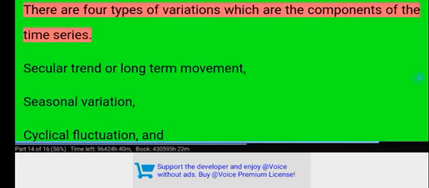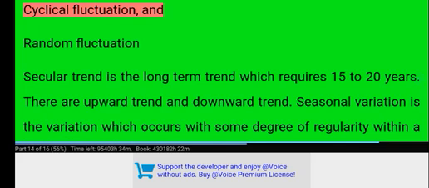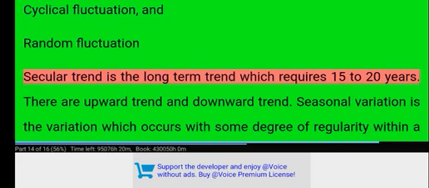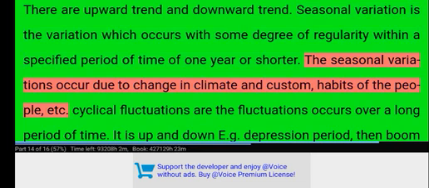There are 4 types of variations which are the components of the time series: secular trend or long-term movement, seasonal variation, cyclical fluctuation, and random fluctuation. Secular trend is the long-term trend which requires 15 to 20 years. There are upward trend and downward trend. Seasonal variation is a variation which occurs with some degree of regularity within a specified period of time of 1 year or shorter. The seasonal variations occur due to change in climate and custom, habits of the people, etc.